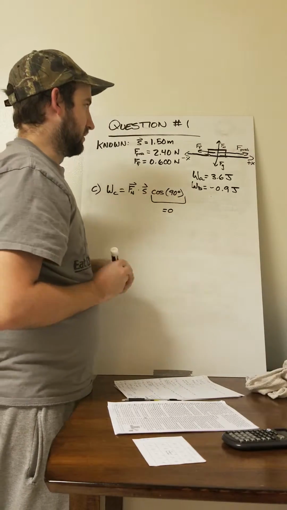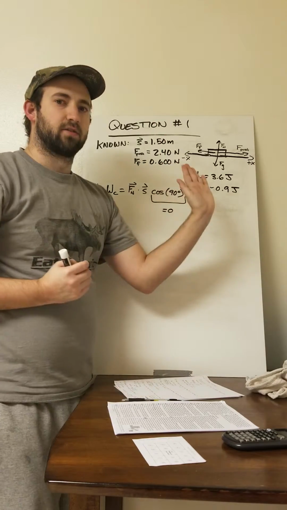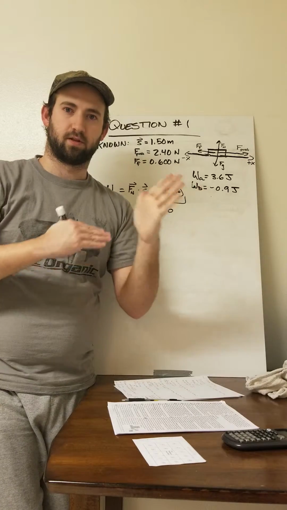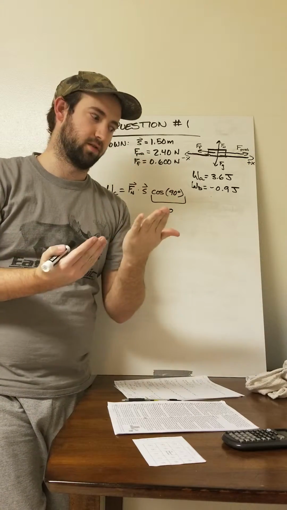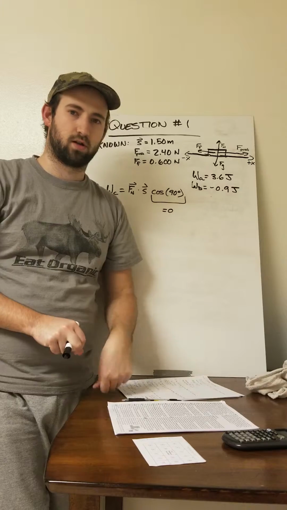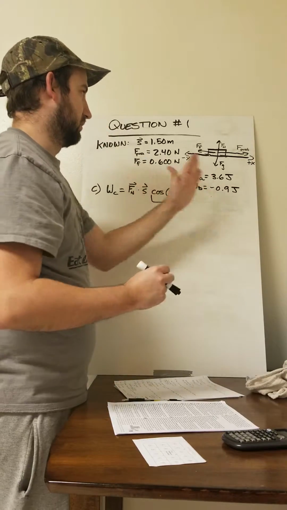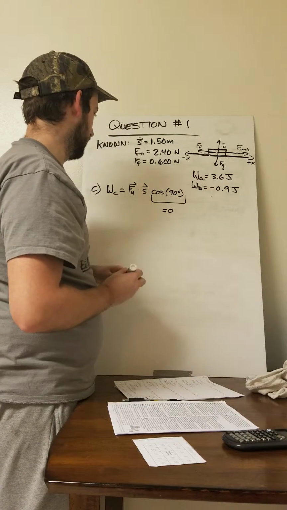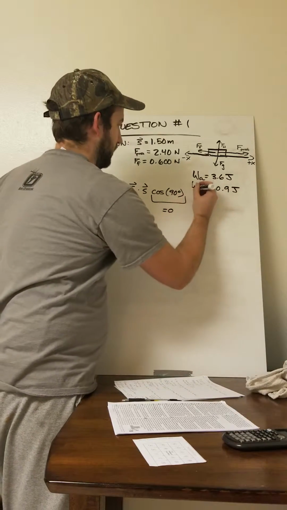Which makes sense, because any force that's being done perpendicularly, we know that the answer to a dot product when things are perpendicular is 0, which makes sense because you can't do work if it's not moving in that direction. So the work that's done by the normal force is just 0.